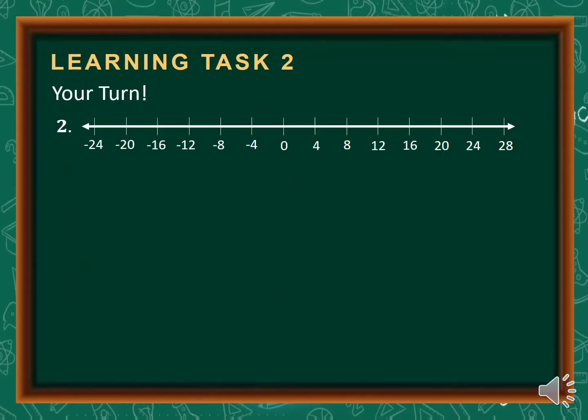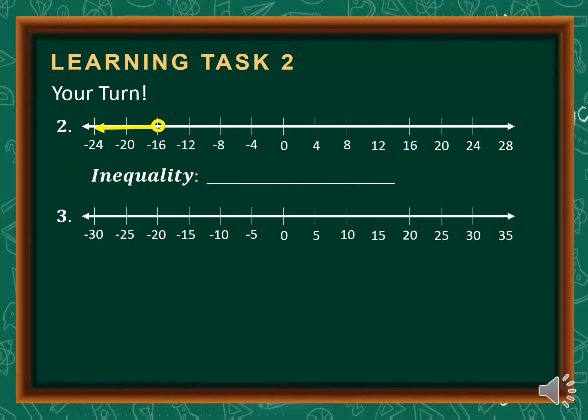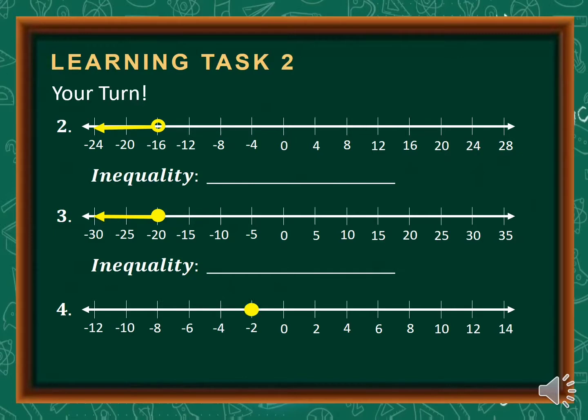Okay, this will be your turn. So, you will do number 2. Ang given natin ay, ayan, ang critical point ay negative 16 and the shaded part is the left side. Next, number 3, we have, ayan, ang critical point natin is negative 20 and then the shaded part is the left side. Next, number 4, ang critical point natin is negative 2 and the shaded part is again the left side. So, this is your turn. Write the inequality.